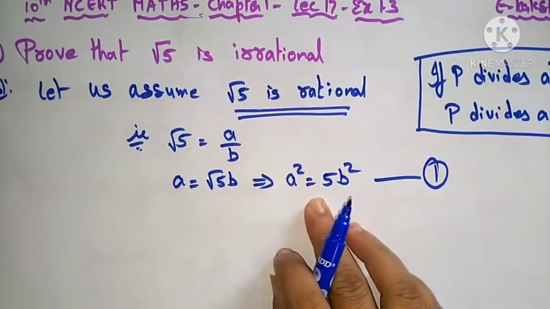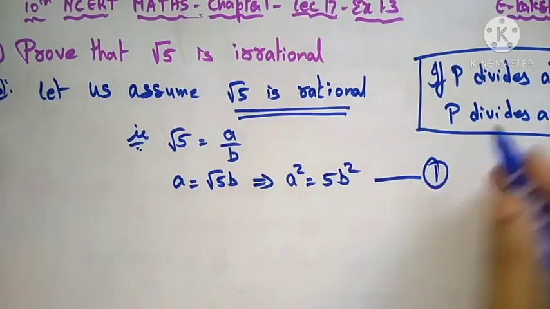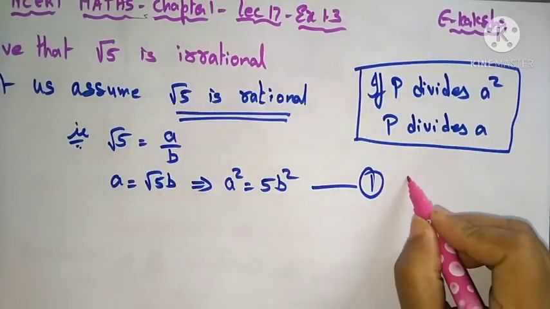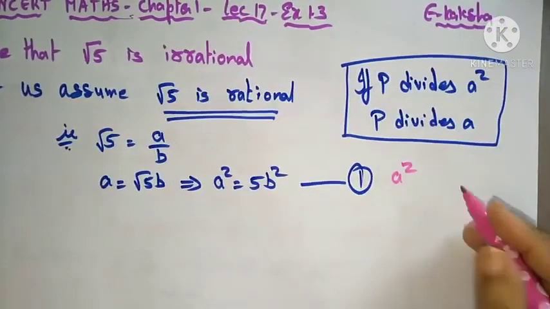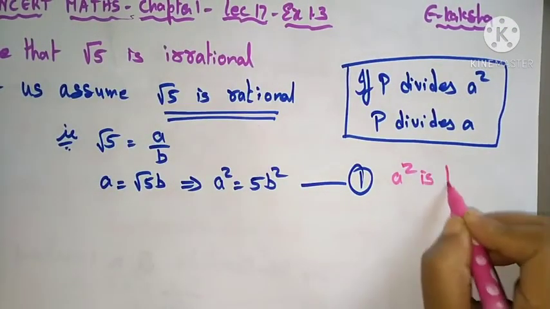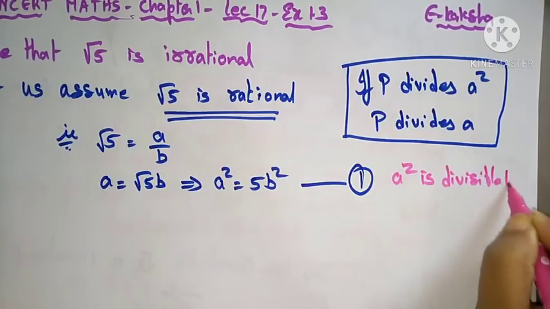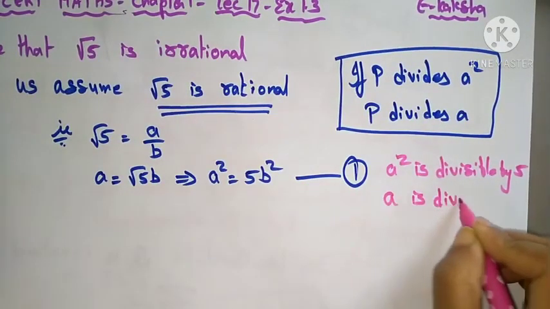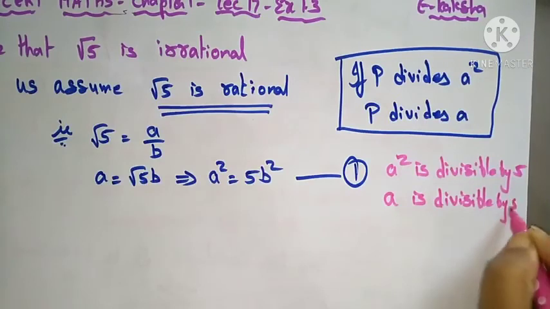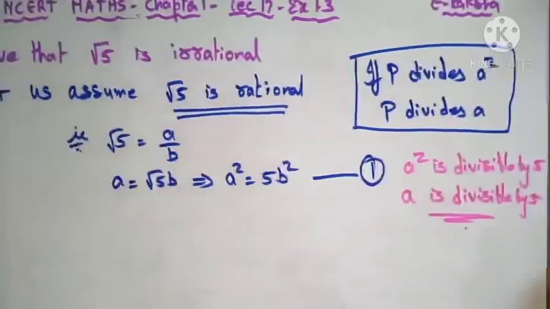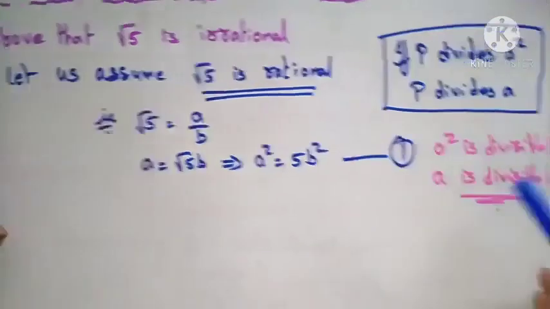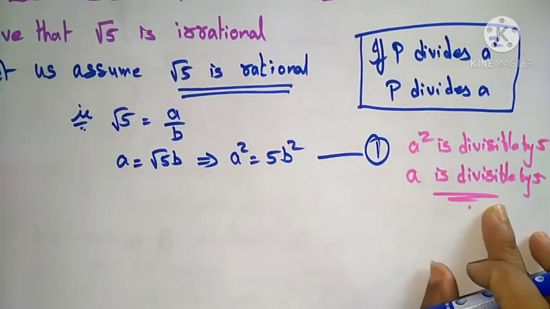By seeing this, what you observe is that a square is divisible by 5. According to our theorem, a square is divisible by 5, then a is divisible by 5. If a square is divisible by 5, then a is also divisible by 5. So according to the theorem, now let's take a is divisible by 5.